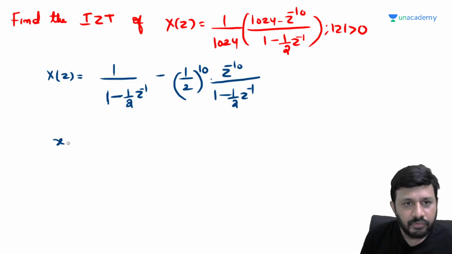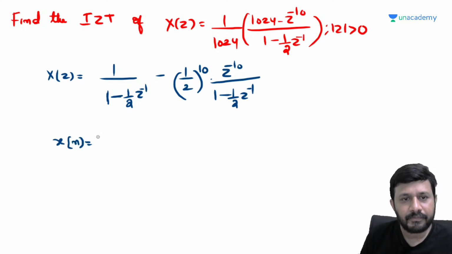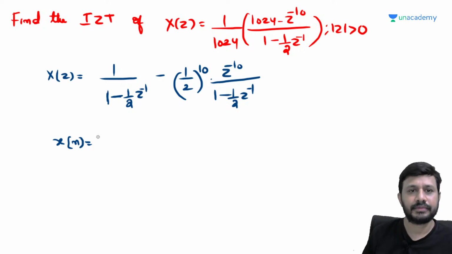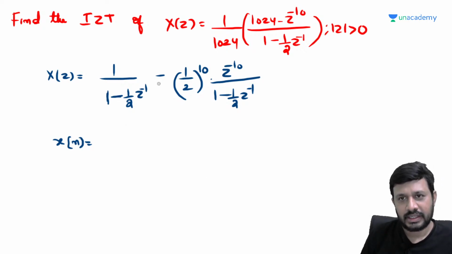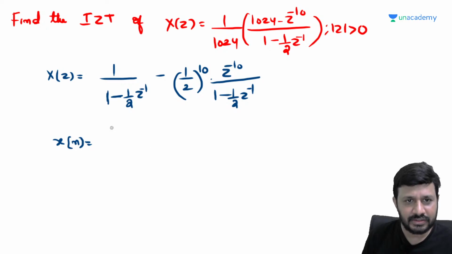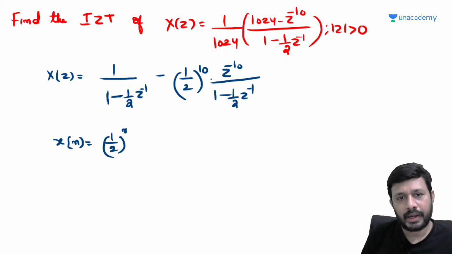Here, what could be the x of n? What could be x of n? 1 by 1 minus 1 by 2 z inverse. Here, the resultant signal is causal finite duration signal. So, this is 1 by 2 whole power n u of n minus 1 by 2 whole power 10.